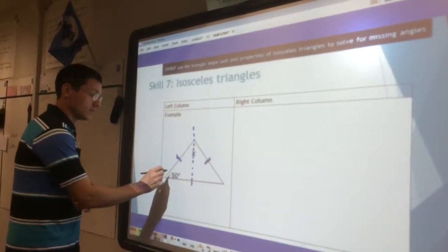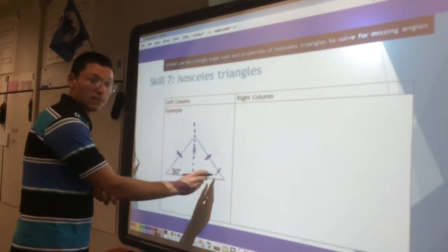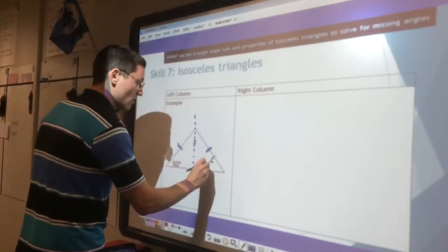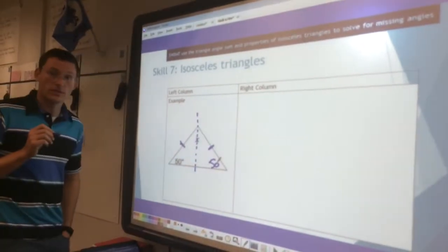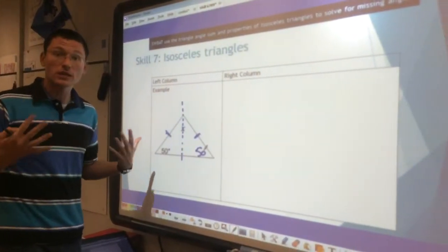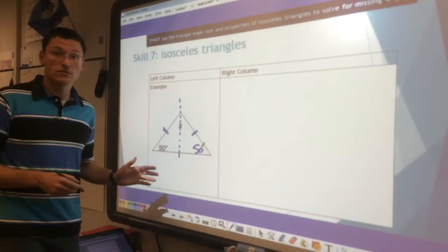Same thing with these angles. This angle's over here, we need a matching angle over here. So since this angle is 50, this angle will also be 50. And this problem can be rearranged around to where an X is down there, so you need to be really careful drawing in your line of symmetry.